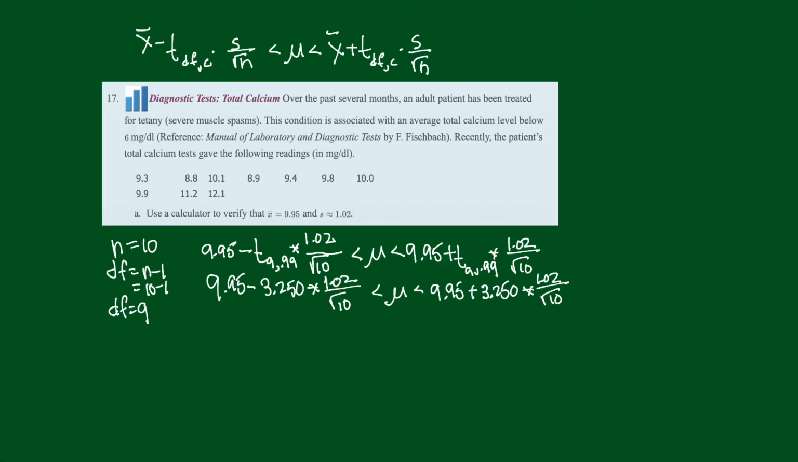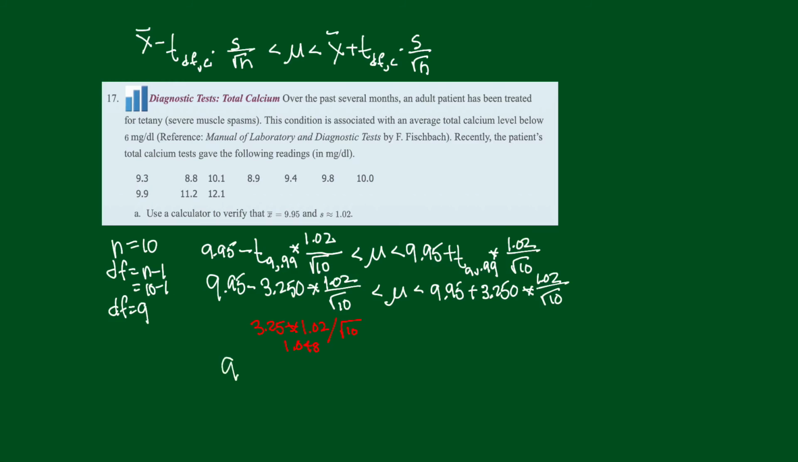Now what I'm going to do here is just compute the margin of error, because it's sometimes convenient to report that. So let's just compute this. On my calculator I typed in 3.25, times 1.02, press the divide key, and then I typed the square root. So I pressed second square root, or second x squared, and I put in a 10. And when I did this, I got 1.048, say.